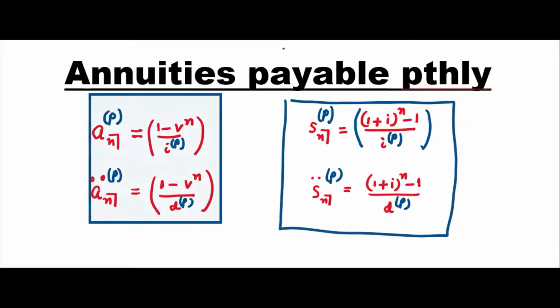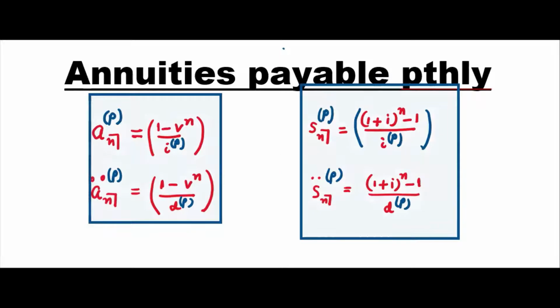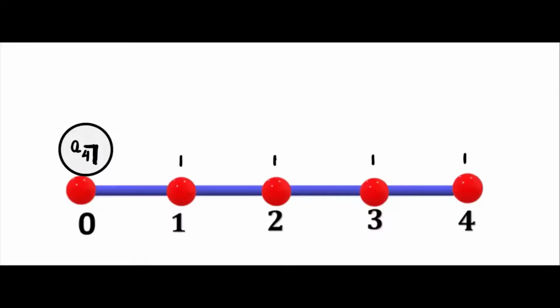And this will be a very important class for you. So let's start with annuities and come to pthly payable annuities. From 1 year, we are moving to one period. Here in this case, the period is 1 year. This is one, this is one, this is one, this is one.